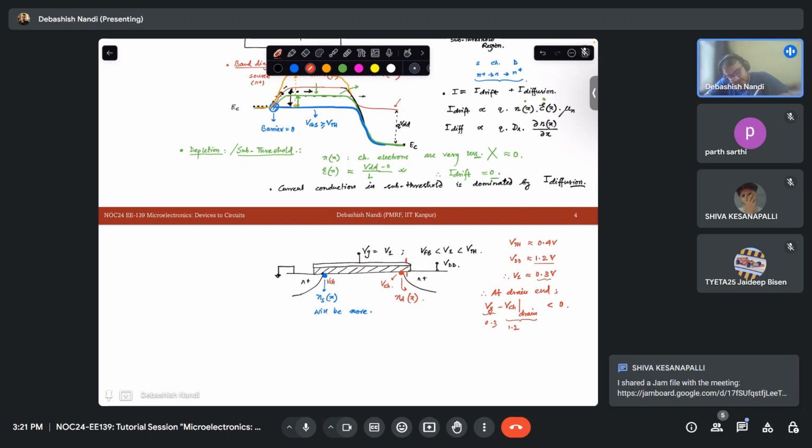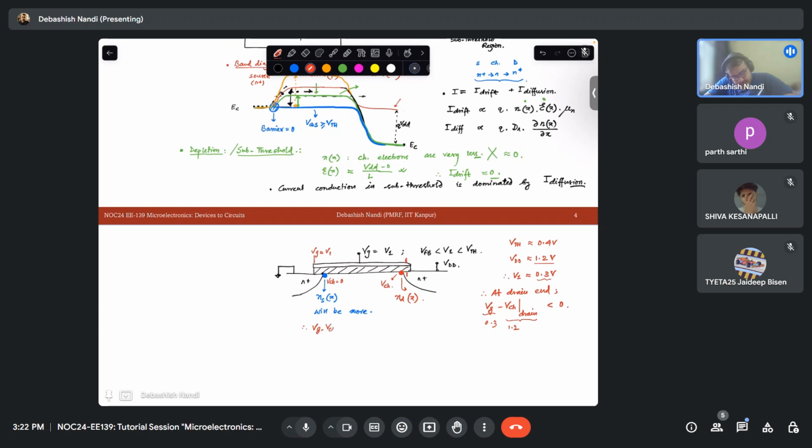But in this case, what is happening? In this case, your VCH is 0, but your VG is V1. So your VG minus VCH at the source is greater than 0 and approximately 0.3. So there will be electrons. So electrons at the source will be much greater than electrons at the drain.